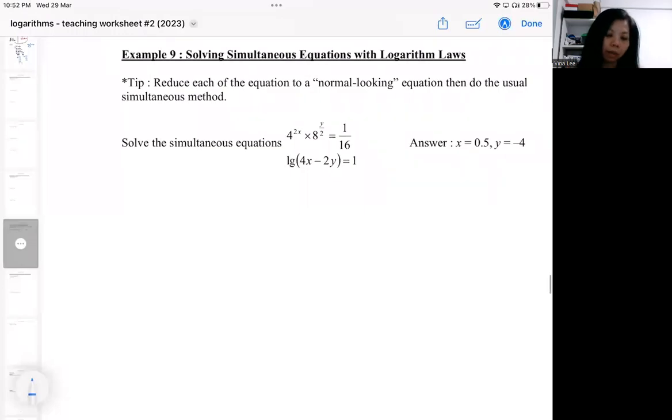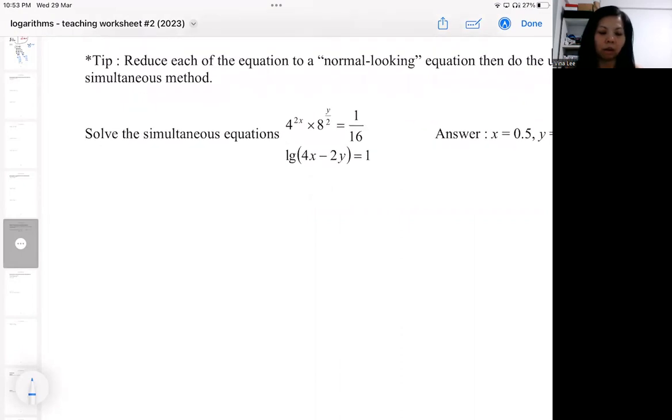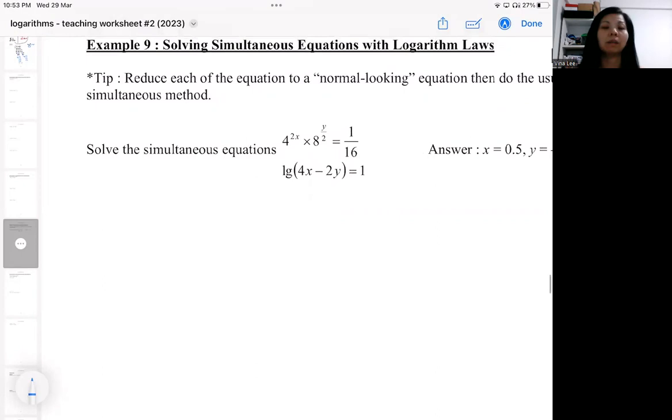Okay, in this example, we are looking at how there will be simultaneous equations in logarithms. Sometimes simultaneous equations will be mixed with indices and logarithms, or they can be both logarithms. So it depends. In this example, one of the equations is a log, another equation is an indices. So I will show you the indices first.